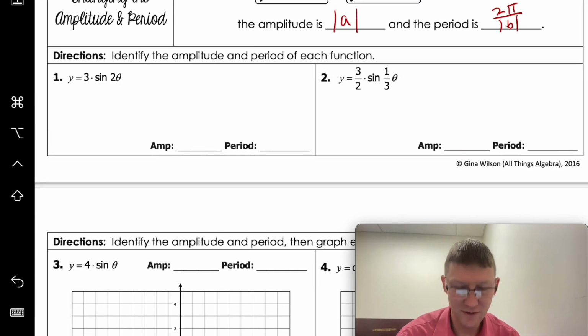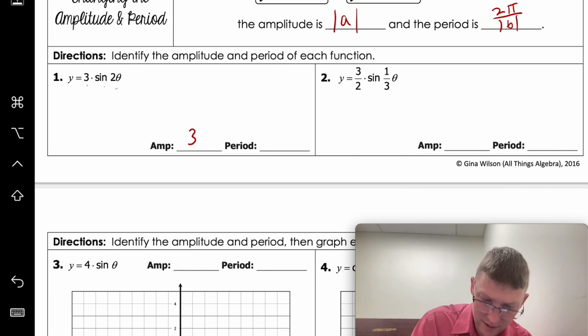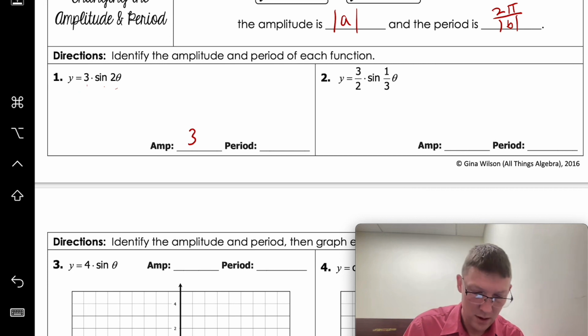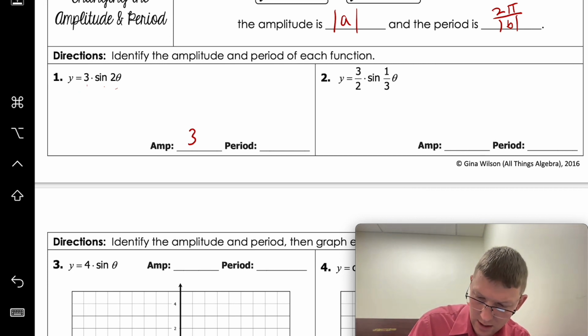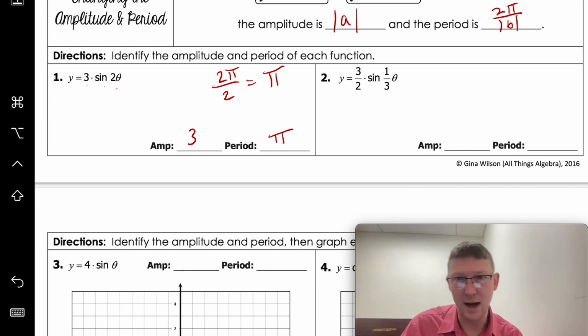So we look at our two examples. It says y equals 3 times sine of 2 theta. We can just plug and chug more or less. Our amplitude is going to be 3, the absolute value of 3, still 3. And then our period, according to the equation, is going to be 2 pi over B. In this case, our B is 2, so the 2's cancel out, and our period is just going to be pi.